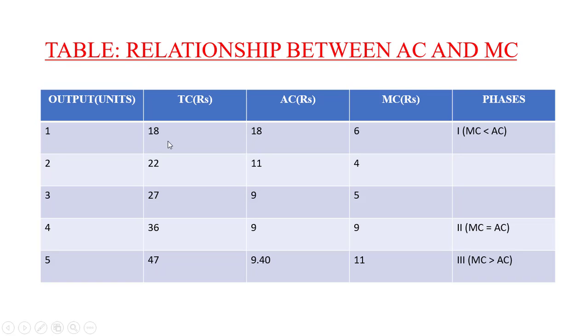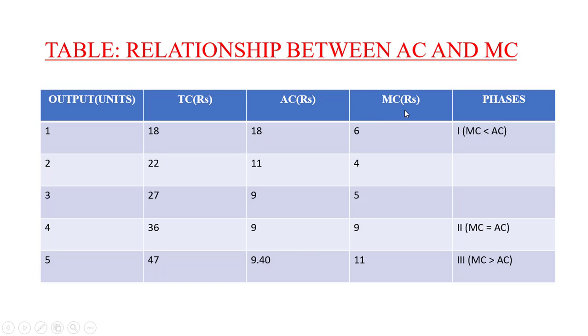Average cost is total cost divided by output. Now what is this total cost? 18 divided by 1 is 18. 22 divided by 2 is 11. 27 divided by 3 is 9. 36 divided by 4 is 9 and 47 divided by 5 is 9.40. So we are getting these values.